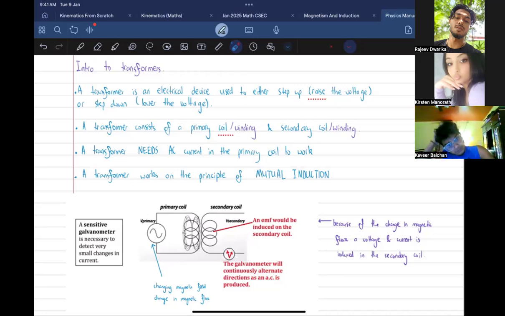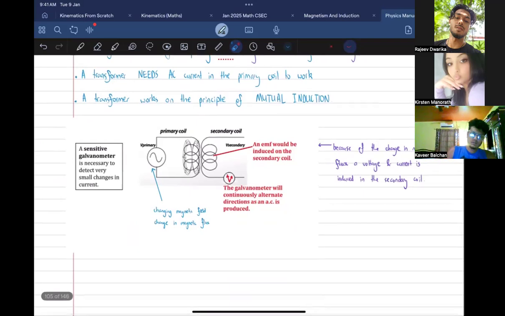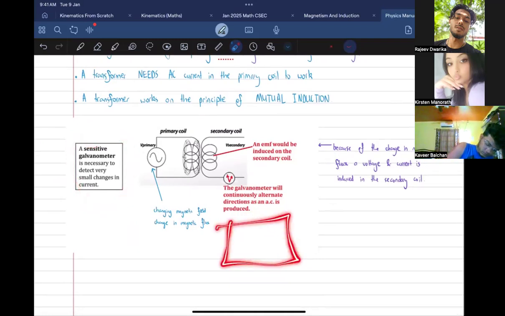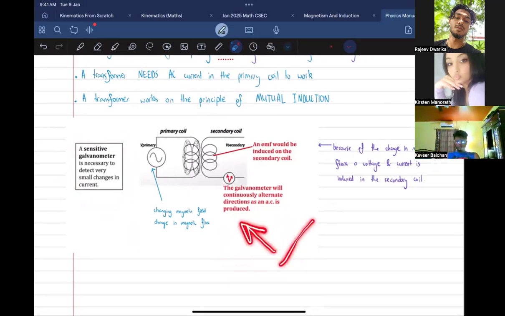A sensitive galvanometer is necessary, and that note was a mistake. The sensitive galvanometer should be under this. I know it's over here, but you should probably put it over here. It'll make more sense, right? Now, Justin, because it's alternating current, it will change directions. So the galvanometer will be pointing in this direction one moment and that direction the next.